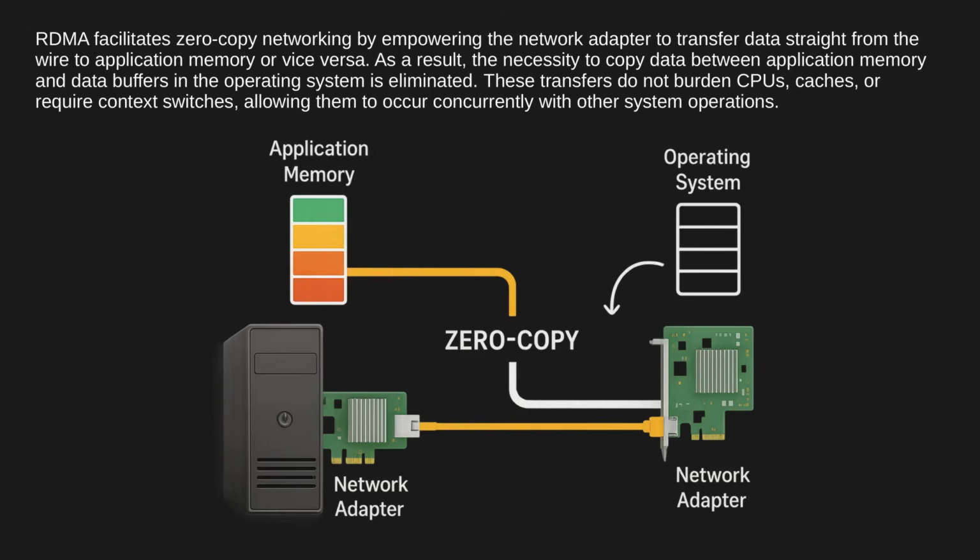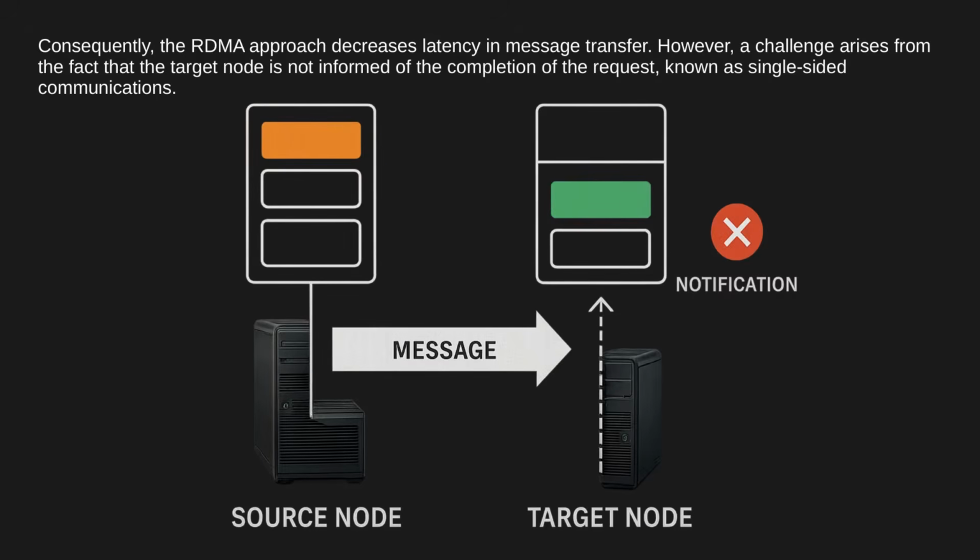As a result, the necessity to copy data between application memory and data buffers in the operating system is eliminated. These transfers do not burden CPUs, caches, or require context switches, allowing them to occur concurrently with other system operations. Consequently, the RDMA approach decreases latency in message transfer. However, a challenge arises from the fact that the target node is not informed of the completion of the request, known as single-sided communications.